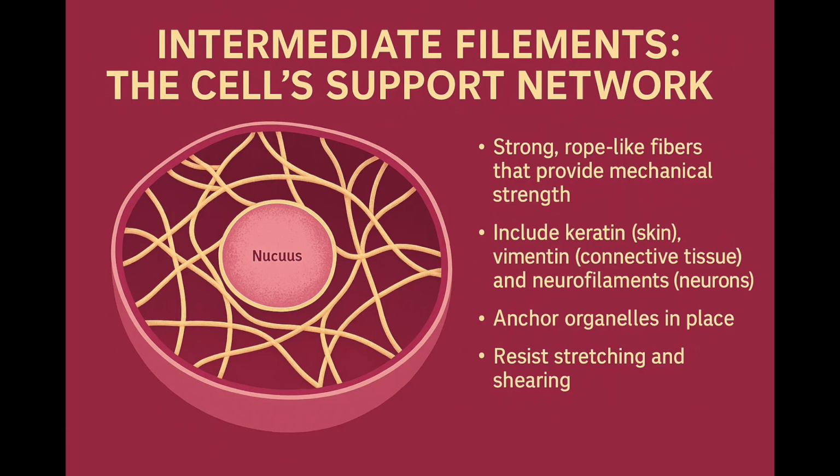Vimentin strengthens the connective tissue. Neurofilaments stabilize the long axons of neurons. Their job is to resist mechanical stress. When cells stretch, compress, or bend, intermediate filaments absorb that force, preventing rupture. They also anchor organelles in place, ensuring the nucleus and other structures remain correctly positioned even as a cell changes shape. Imagine them as the shock absorbers of the cell, distributing tension evenly across its structure. Without them, tissues like muscle and skin would tear under strain, and neurons could not maintain their long, delicate shapes.